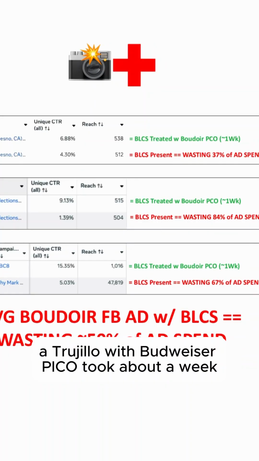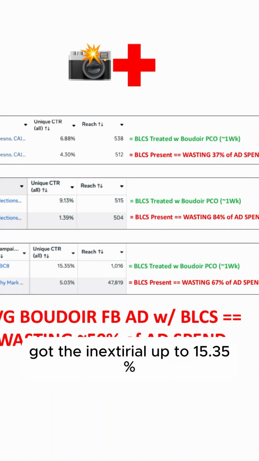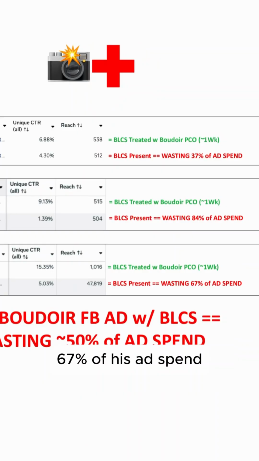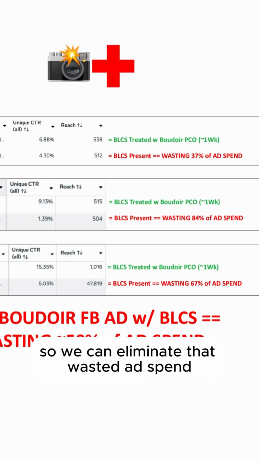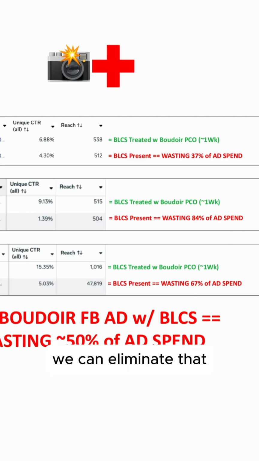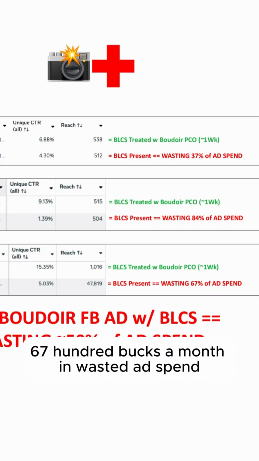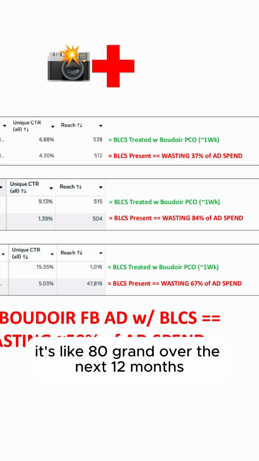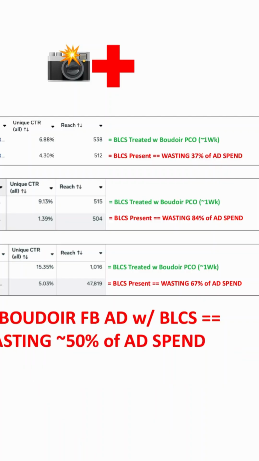Treated with Boudoir Pico, it took about a week and got the unique CTR all up to 15.35%. So we found out his original Boudoir Facebook ad was wasting 67% of his ad spend. So we can eliminate that wasted ad spend. If you're spending 10 grand a month in Boudoir Facebook ads, we can eliminate that 6,700 bucks a month in wasted ad spend, and you can pocket that. It's like 80 grand over the next 12 months. It's kind of like a phantom bonus.